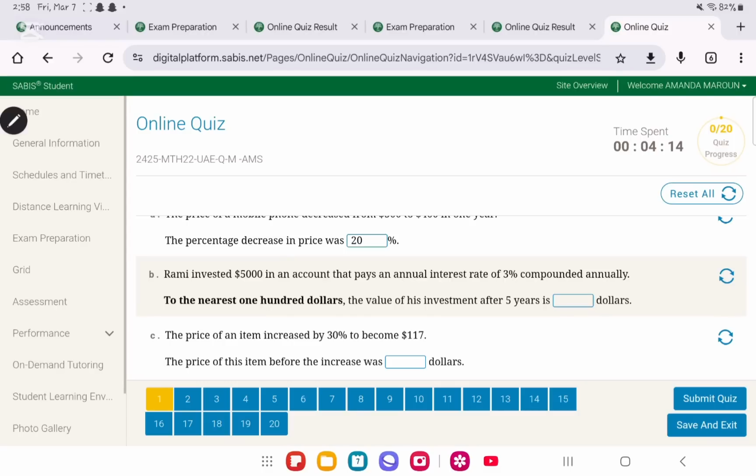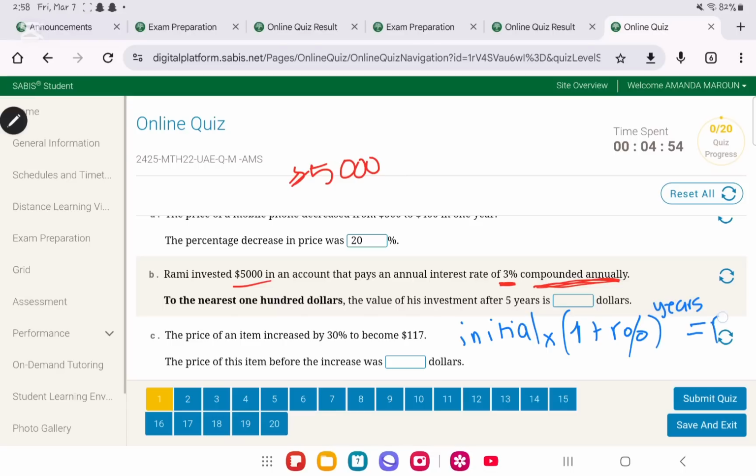They said Rami invested $5,000. This is the initial amount. In an account that pays an annual interest rate of 3% compounded annually. So they said compounded annually and not monthly. So because it's compounded annually, we can apply that initial multiplied by 1 plus percentage to the power of the number of years will give us the final price. So the equation is initial times 1 plus percentage to the power of years is equal to the new price or the new value.